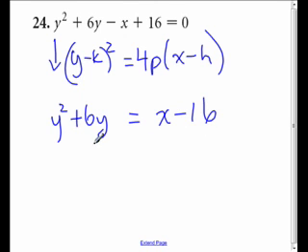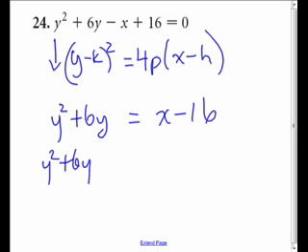done that. Now I need to complete the square because I need to make it look like this. So I need to complete the square on this side. I do not complete the square on this side. Just leave that one alone. I might have to add something later, but just leave that one. So I need to complete the square.